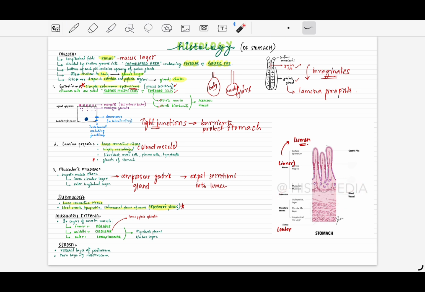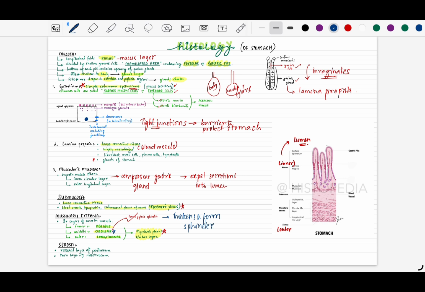We then have the muscularis externa, which consists of three layers of smooth muscles. We have the inner oblique muscle, we have the middle circular, and then we have the outer longitudinal layer. Now between these we have the Shahtaj plexus. Now we will be discussing these plexuses like I mentioned. Now the circular layer forms the pyloric sphincter. Let's understand this: the circular layer thickens to form sphincters, and obviously in case of the stomach it is going to form the pyloric sphincter.